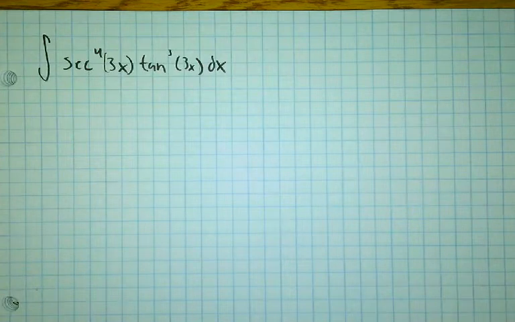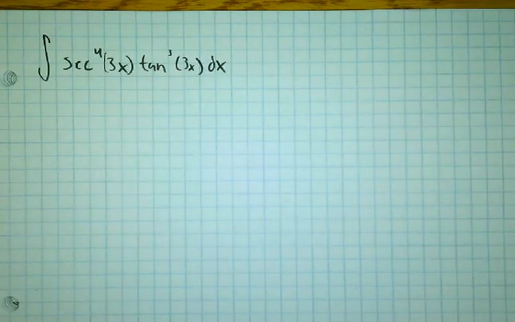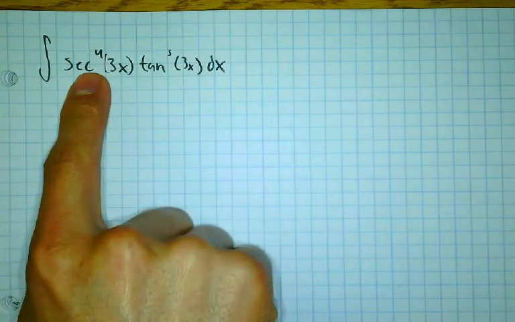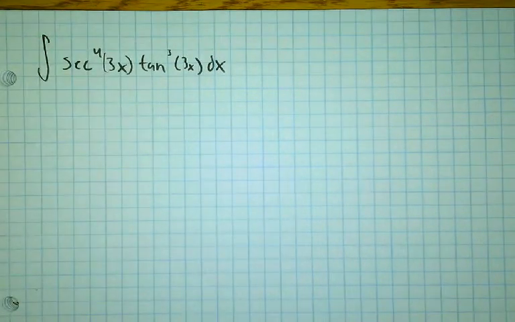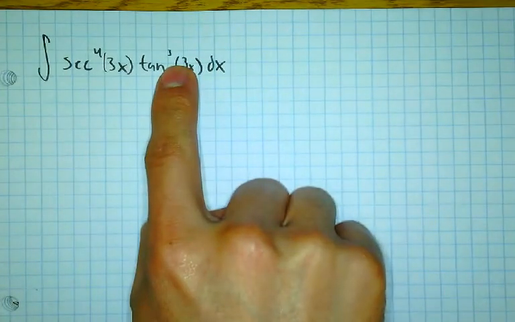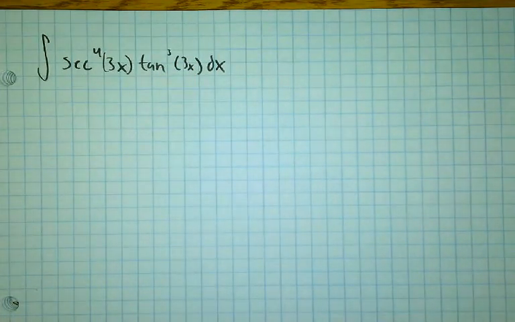So the first one applies, right? We have a power of secant being even, right? So we can use that one. Could we use the second? It says the power of tangent is odd, right? So we could use the second one as well. Now you don't want to use them both. You gotta pick one and go with that and see where it takes you, right?